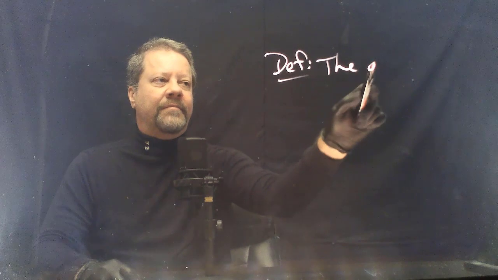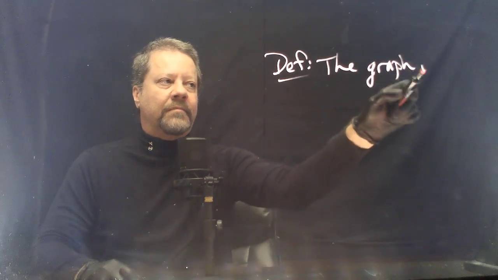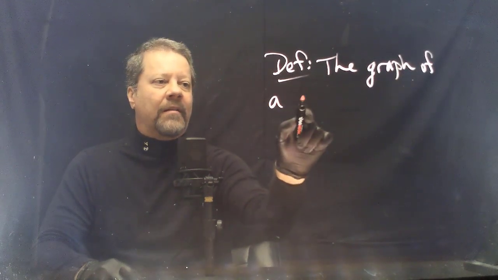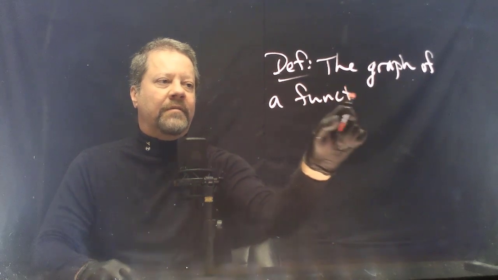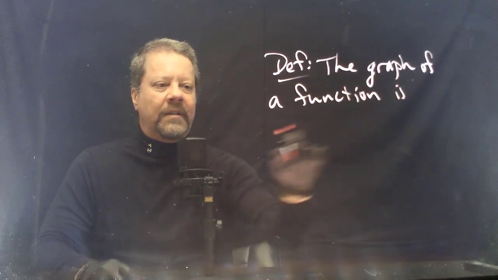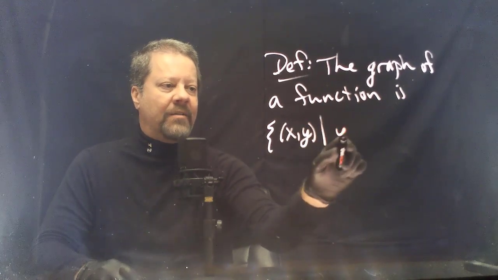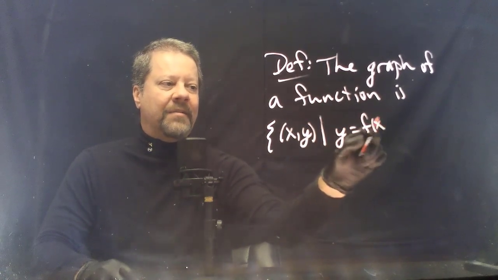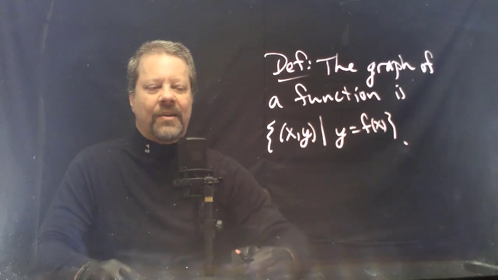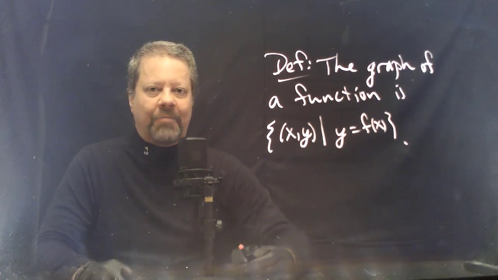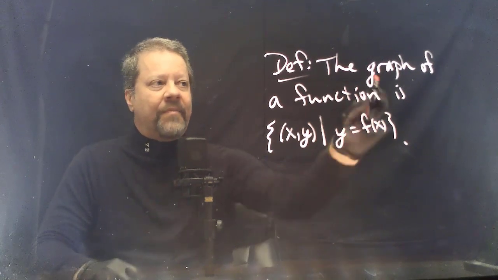Sometimes we say that the graph of a function is the set of points x and y such that y equals f of x. So in other words, it's just the collection of points. It basically is the function itself.